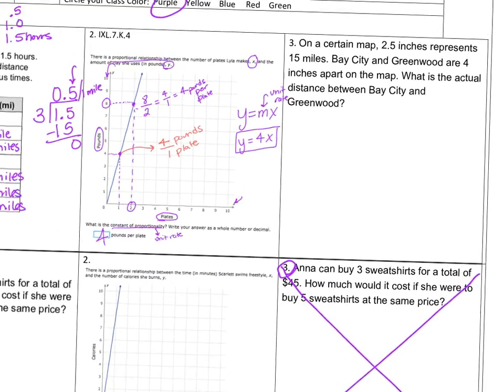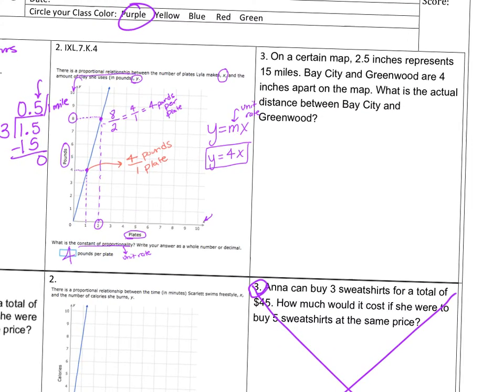It says on a certain map, 2.5 inches represents 15 miles. So let's say we're going to draw a picture. So we have a map. And in this map, let's say this is 2.5 inches, represents 15 miles in real life. Bay City and Greenwood are 4 inches apart on the map. What is the actual distance between Bay City and Greenwood? So if we had 4 inches to account for, how many miles would it be in real life?